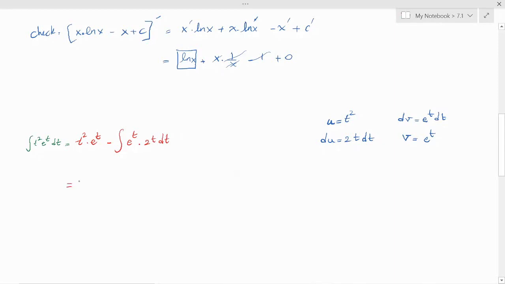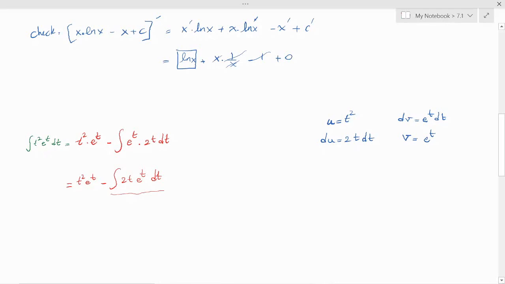Okay, let me rearrange this. I have t squared e to the t minus, you can put them in order again, 2t e to the t dt. Okay, you may notice that it's not easy to calculate this integral either. So what you can do is you can try integration by parts again, because from here the degree of the polynomial reduced from t squared to t. This is t to the power 1. So if we do it one more time, that t will disappear.